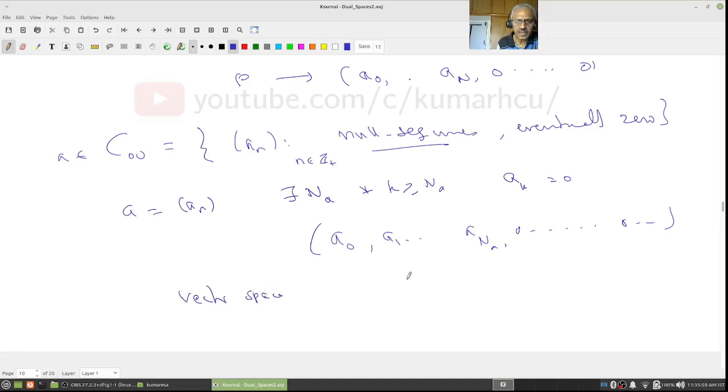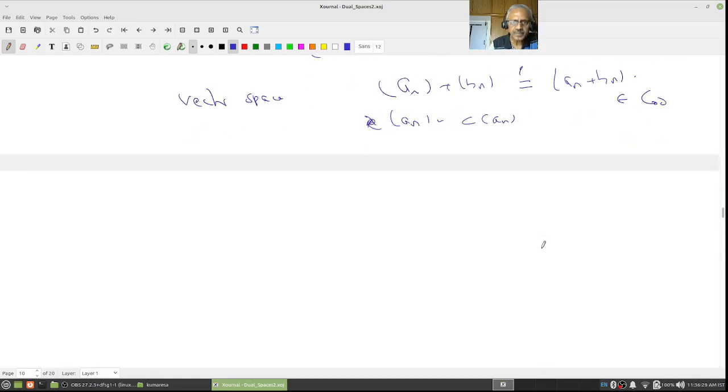Okay, with the addition being a_n plus b_n, etc., and lambda times a_n will be lambda times a_n. Notice that this again belongs to C00. You have to check this. That's very obvious. If n1 is for A, n2 is for B, then if I take the maximum of n1 and n2, then after that stage a_n plus b_n will all be 0. Yeah. Okay.